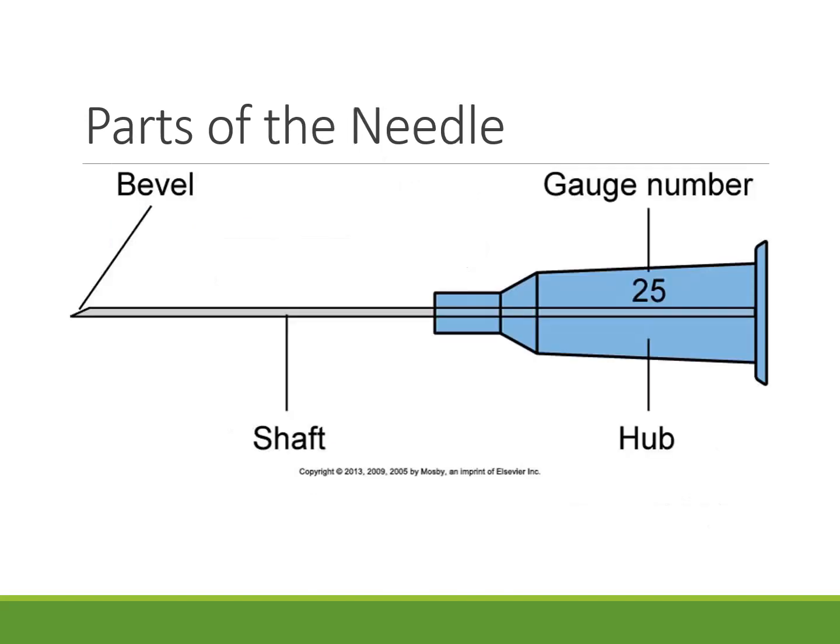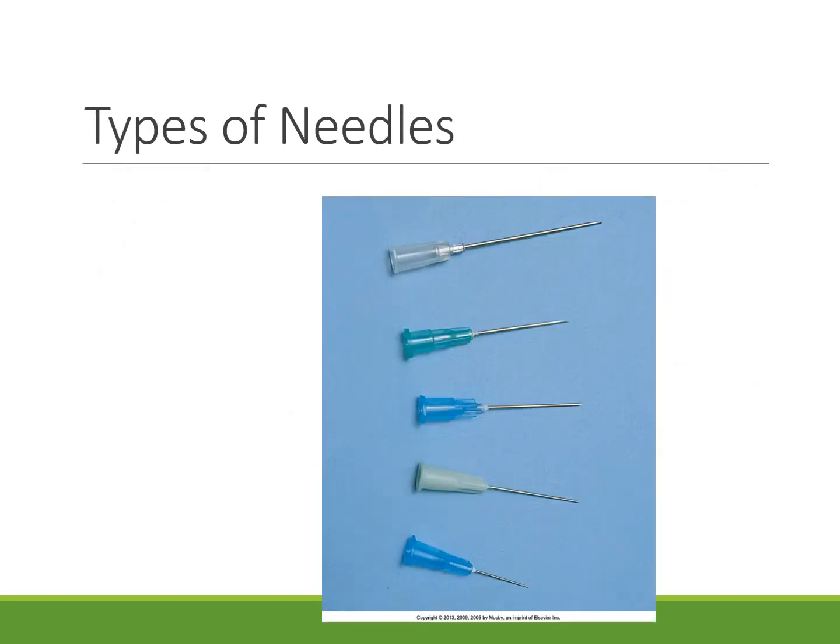So this is the part of the needle. You have there the bevel, the shaft, and the hub. So, different types of needle. I mentioned a while ago that the higher the number of the needle, the smaller it is. Now, I will start with the bigger one.